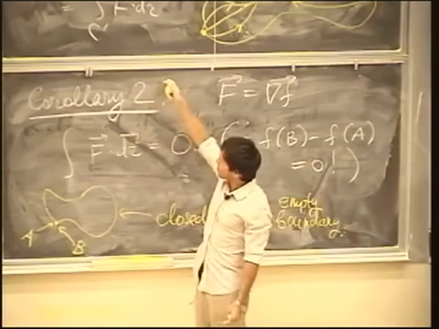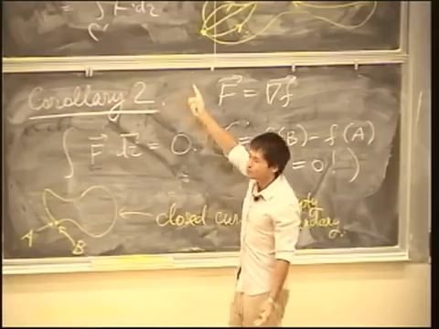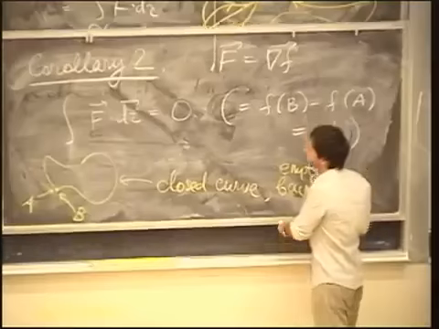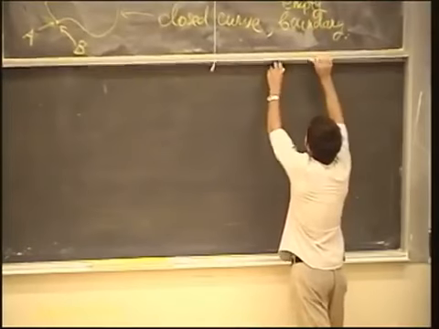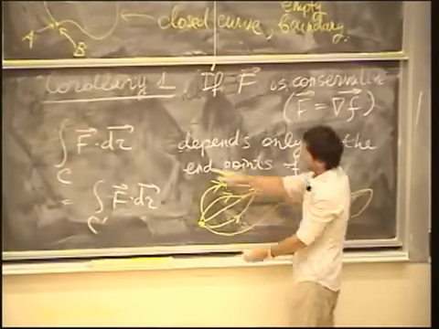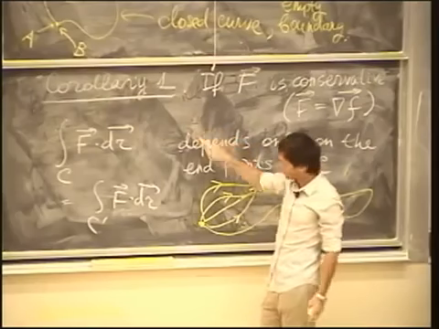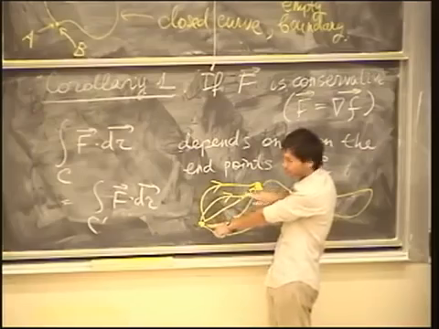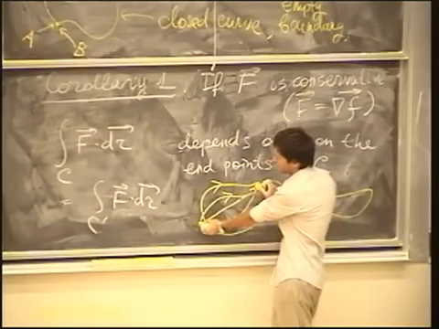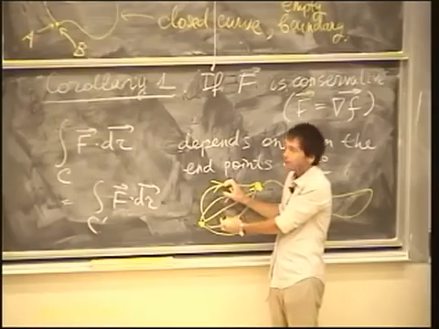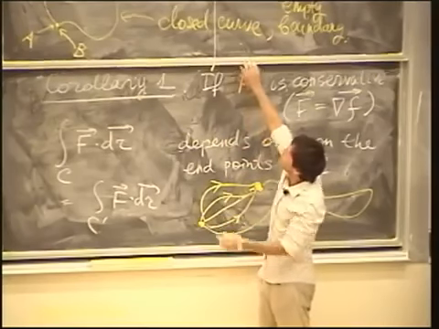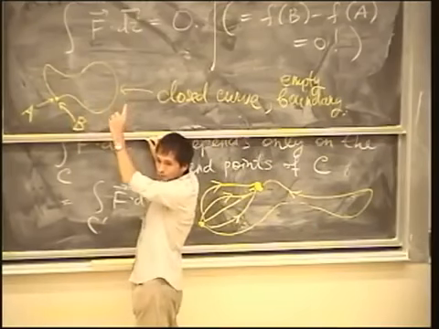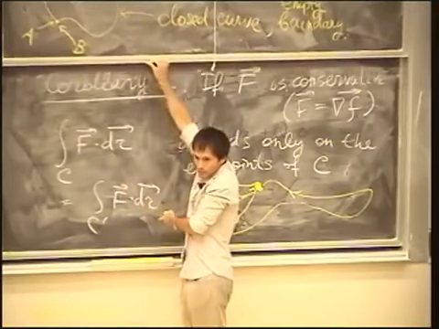So, in fact, these two statements are equivalent to each other for the following reason. If you have two paths, you see, in this statement, which I called corollary 1, the emphasis is on the fact that if you have two curves connecting the same points, then the answer is the same, right? But suppose I know that for any closed curve, the integral is 0, right? Then this is also implied. This fact will be implied.